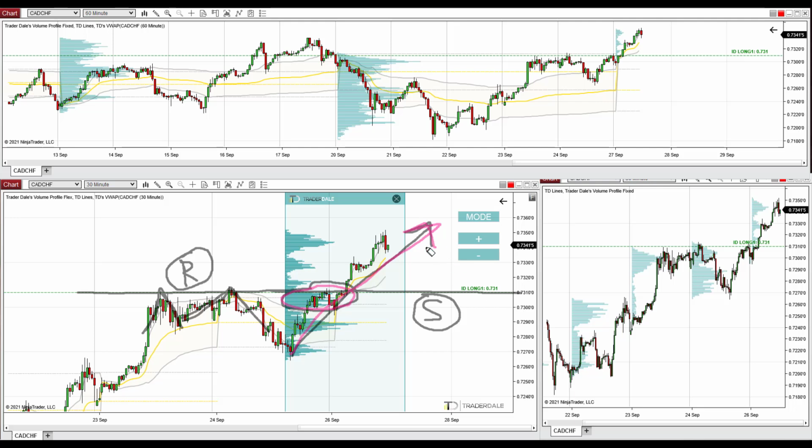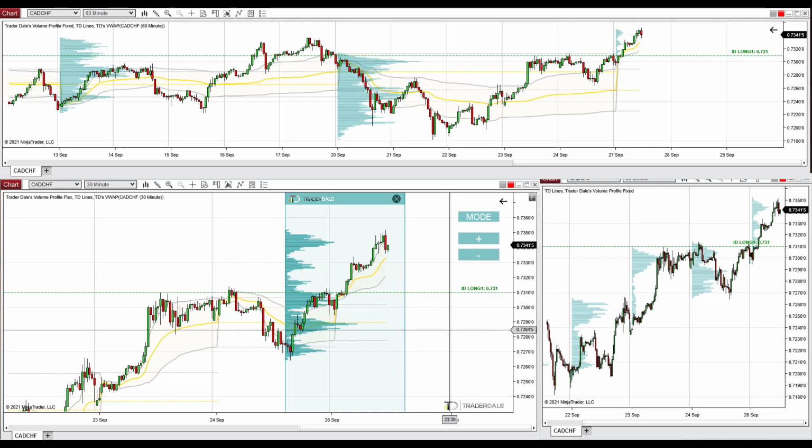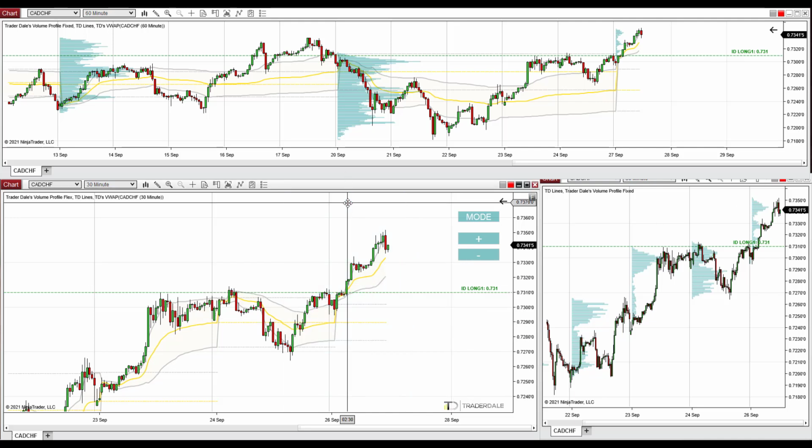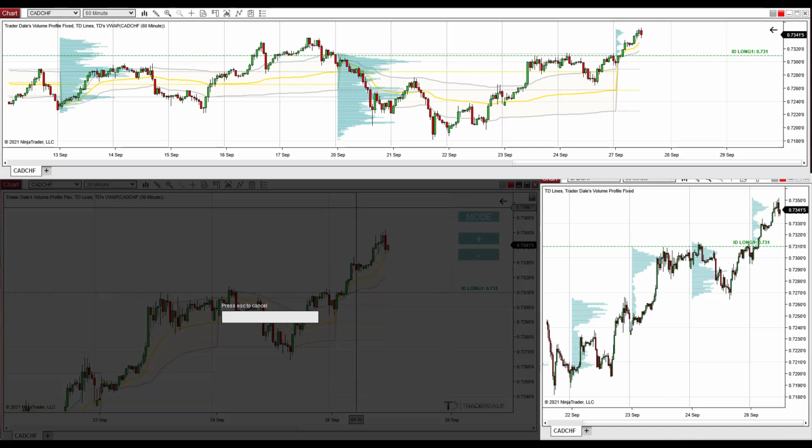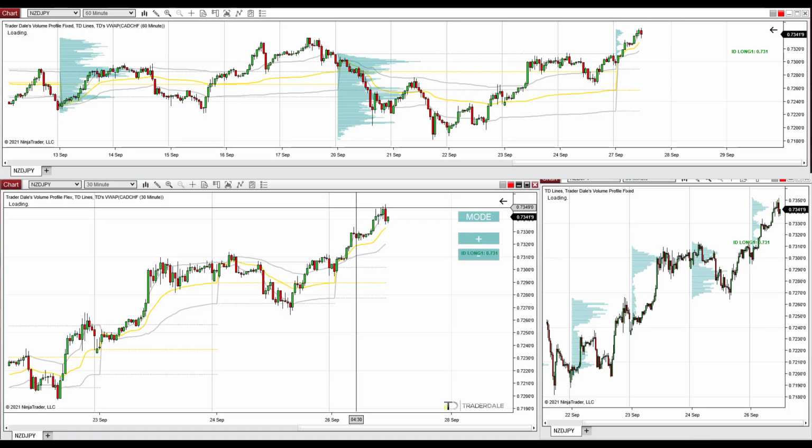Alright, so when there's a pullback to 0.7310, I expect buyers, those strong buyers, to start defending this zone and to push the price upwards from there. So that's the Canadian dollar Swiss franc, and there's one more trading idea for you. So let's move forward and go into the New Zealand dollar Japanese yen.